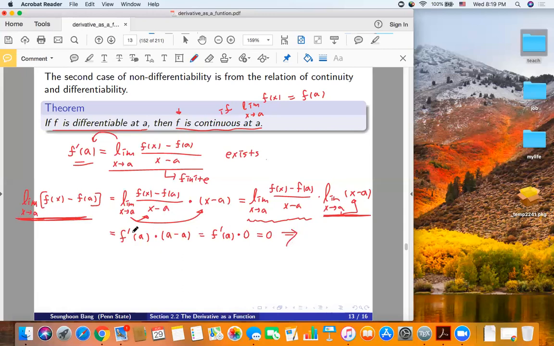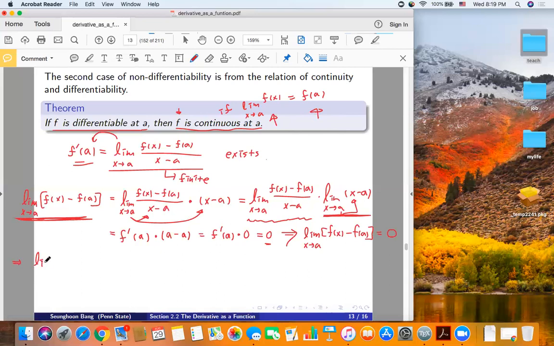What's the conclusion? The limit of f of x minus f of a as x approaches a equals 0. We have this result. The next thing, I want to prove continuity: the limit of f of x equals f of a. How can you prove it? I can use this method here.